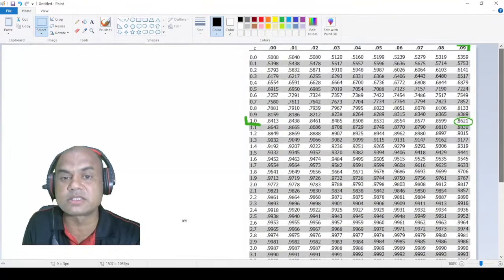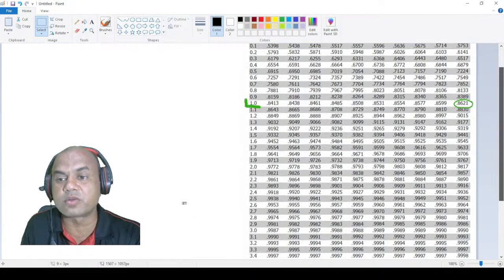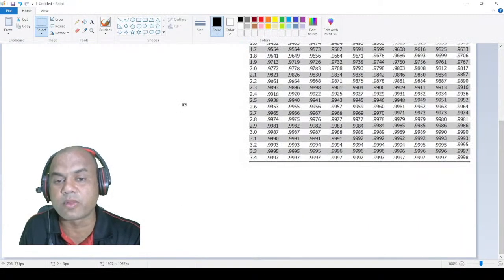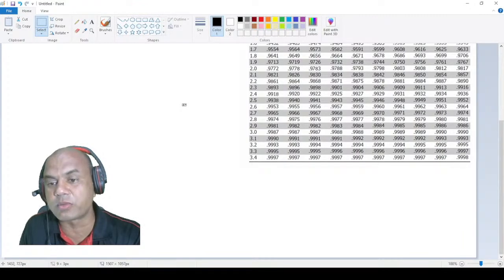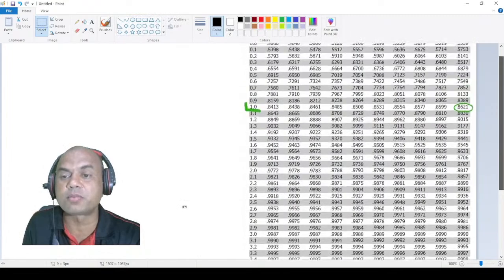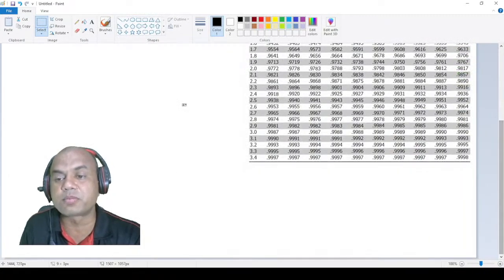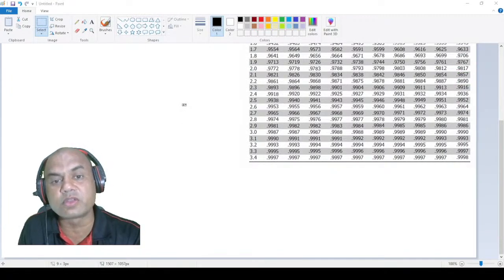So, what is the maximum value of z over here? Look at this. This is known as the z value. If you go down, the maximum value of z over here is 3.4. So, if I am having beyond 3.4, it's of no use. I'll take this last figure only, 0.99998. So this probability becomes 1. So anything beyond 3.4, I'll take it as 1 only.